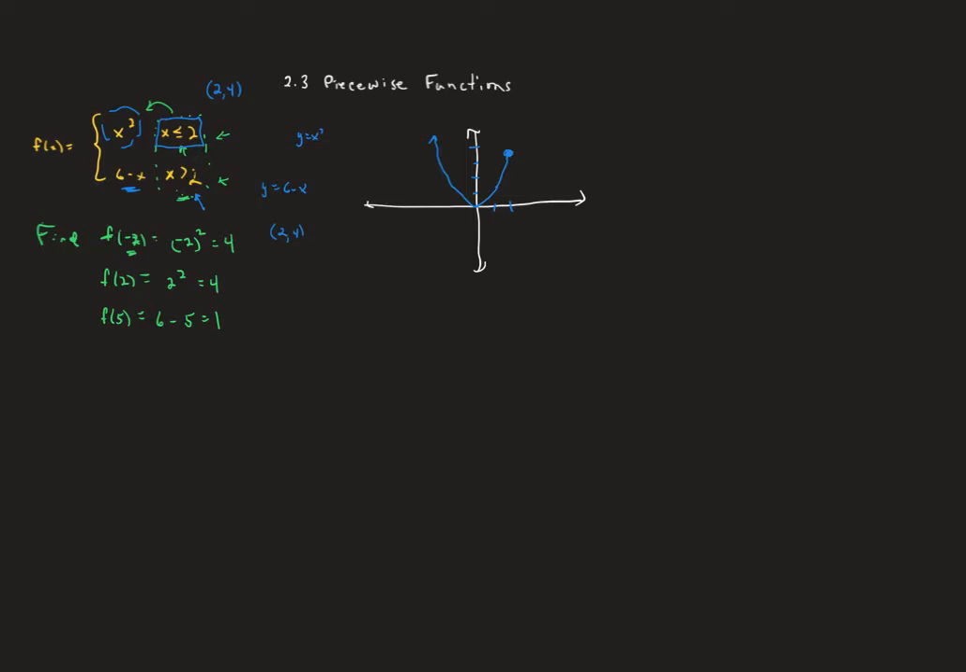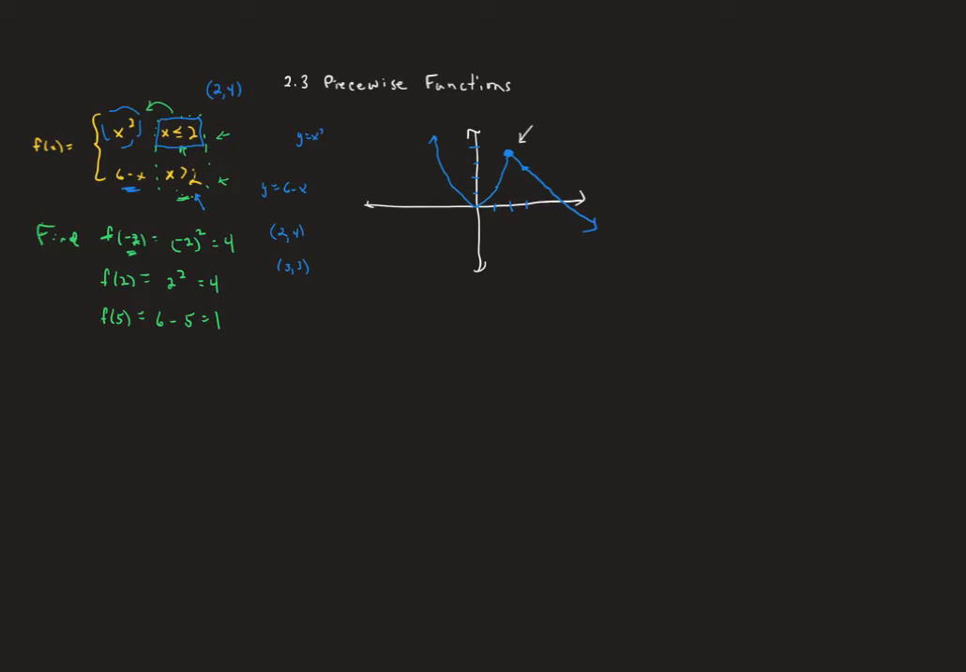Now I'm just going to plot another point. I'm going to plug in 3. Anything that is greater than 2 will work. 6 minus 3 is 3, and so I'm going to go to the point 3, 3, and connect those two with a straight line, and so this is our piecewise function. It's going to look like that, and in this case, the 2 pieces actually connect, so we would call this a continuous function.